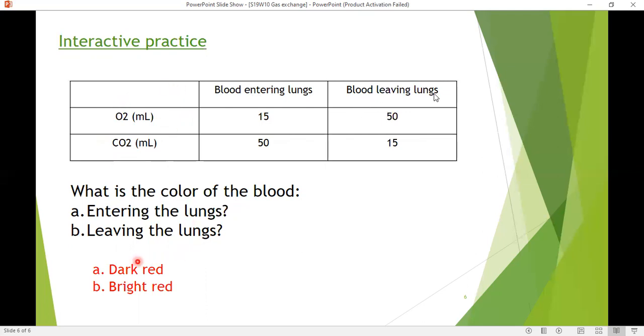For the blood leaving the lungs, as you can notice, 50 milliliter of oxygen is greater than the carbon dioxide. So the blood entering the lungs is rich in carbon dioxide, so it will be dark red. And the blood leaving the lungs is rich in oxygen, so it will be bright red.